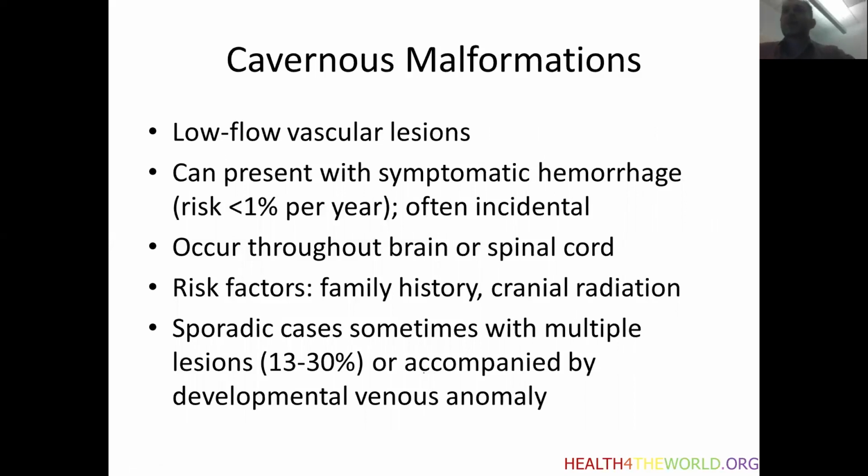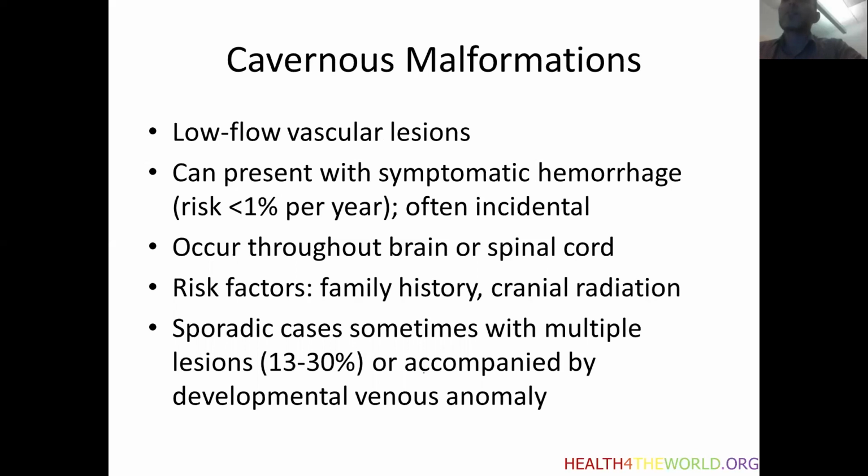Another type of vascular malformation seen in children are cavernous malformations. These are low-flow lesions that consist of a cluster of thin-walled, immature blood vessels without intervening brain tissue, in contrast to arteriovenous malformations, which do usually have intervening brain tissue. They are thought to be lower risk than arteriovenous malformations of the type that I just talked about, but can present with symptomatic hemorrhage. The risk is typically less than about 1% per year.